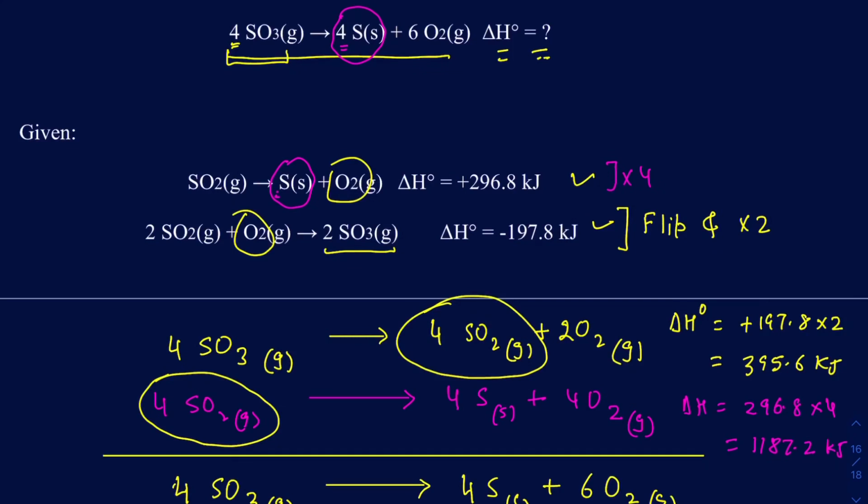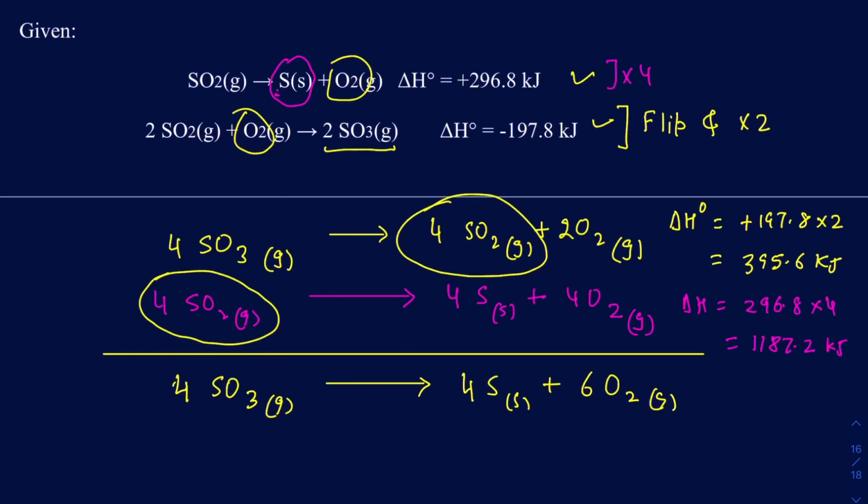Make sure you double check with your target reaction. The sum of those two reactions should give you the target reaction. If you don't get the target reaction, that means you haven't added those or flipped those or anything like that correctly. So you got to go back and make sure you fix this. So now your delta H for this reaction is going to be 395.6 plus 1187.2. So you just add both of those up. So that's going to be 1582.8 kilojoules for this particular reaction.